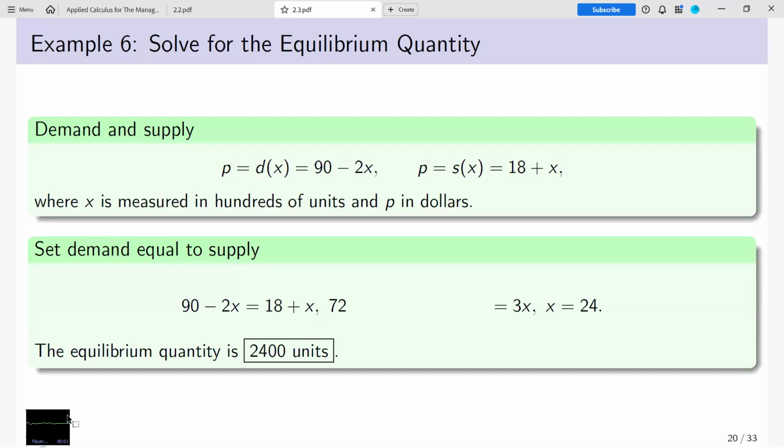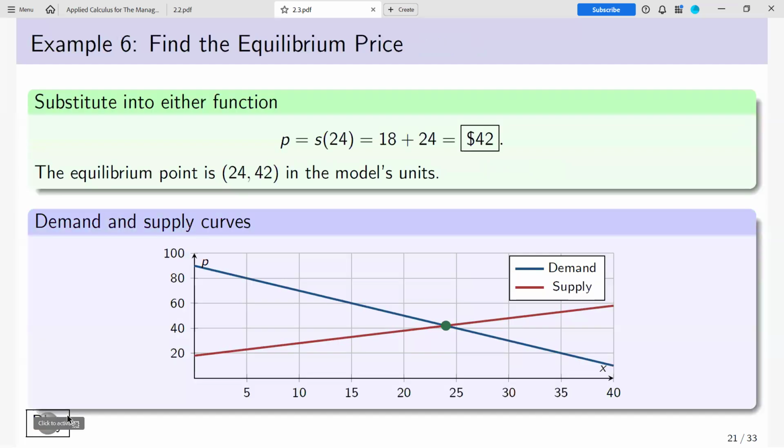Equating demand and supply gives x equal to 24. Because x is measured in hundreds, the equilibrium quantity is 2,400 units. Substituting 24 into supply gives $42. The graph shows the same result as the intersection of the decreasing demand curve and increasing supply curve.